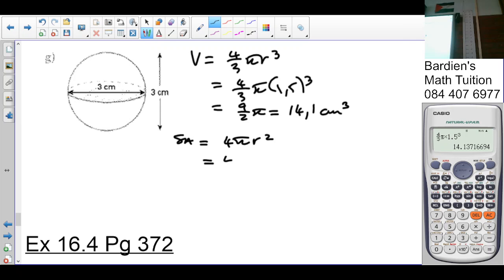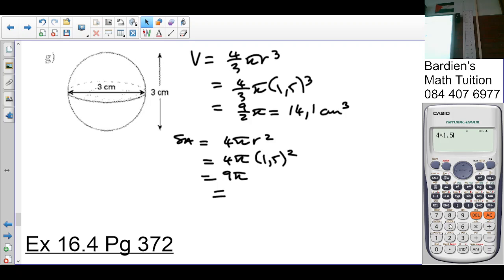Alright? So it's 4 pi times 1.5 squared. 9 over 4 is 9 pi, which gives you 28,3. 28,3 centimeters squared. Okay, you guys understand? Alright.